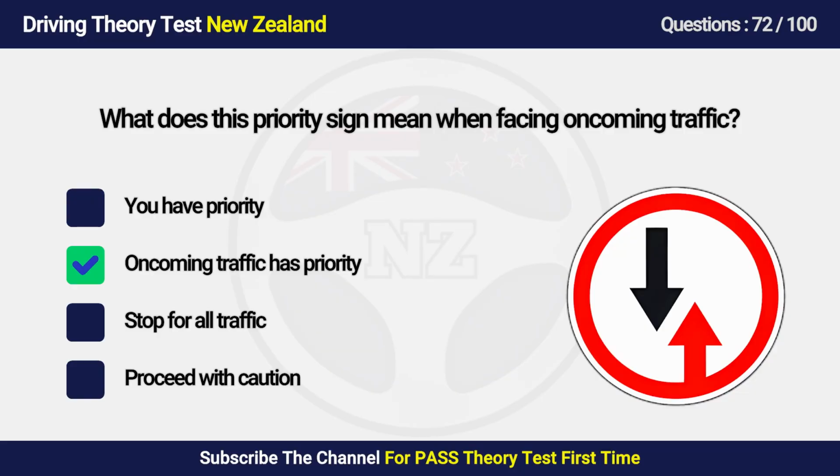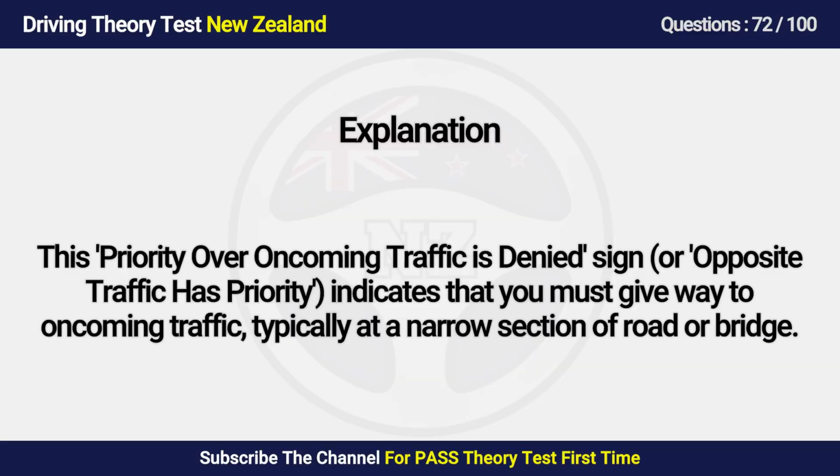Answer is B. Oncoming traffic has priority. This priority to oncoming traffic sign indicates that you must give way to oncoming traffic, typically at a narrow section of road or bridge.